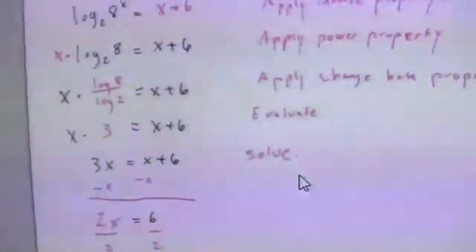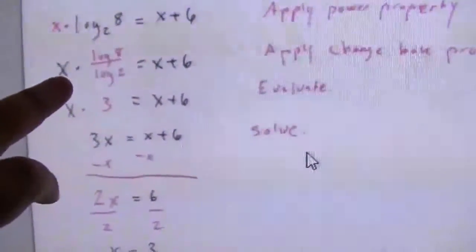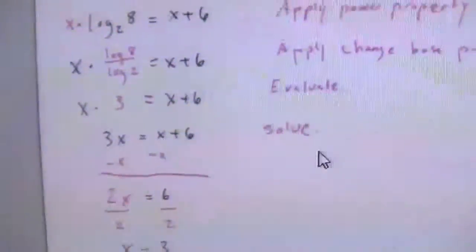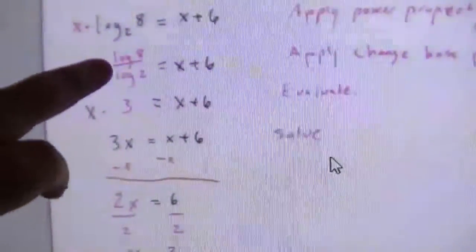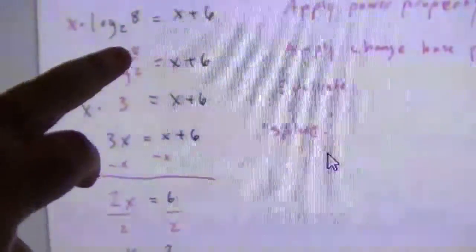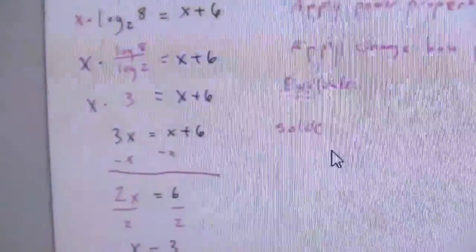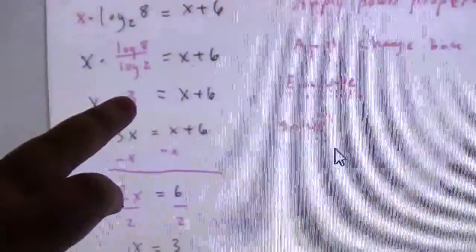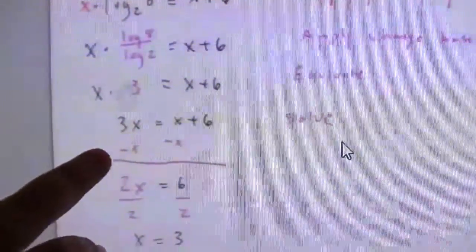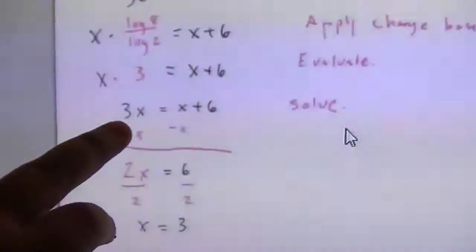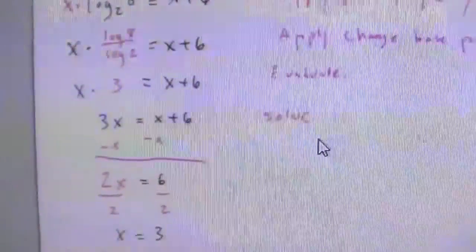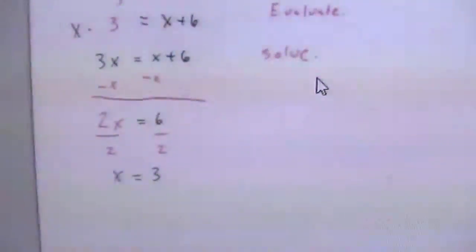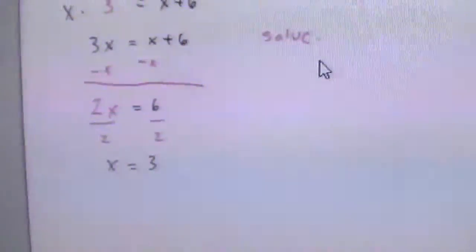And as you can see, what they did on the next step is they changed the base. And when there isn't a base written here, by default that is base 10. So you can use the calculator and calculate log of 8 divided by log of 2, and you will get 3 when you place it into the calculator, which gives 3 times x is equal to x plus 6. Then you can subtract x from both sides and you're left with 2x equals 6, and then you divide, so x is equal to 3.